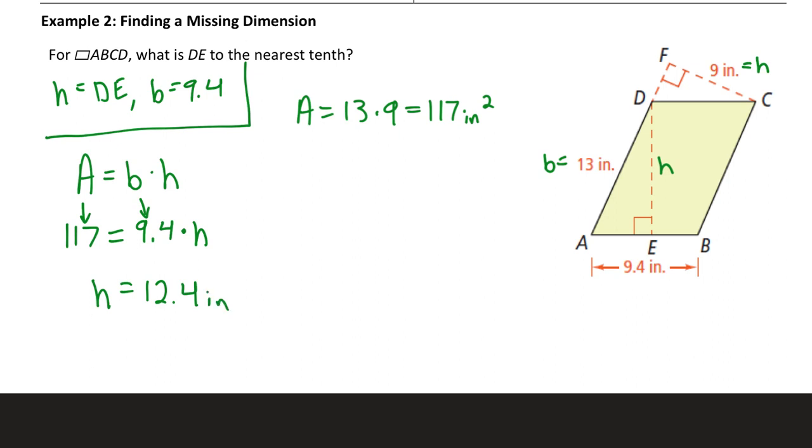And this is not inches squared because this is a height. This is a measurement, a one-dimensional measurement. So that's why it's just 12.4 inches, not 12.4 inches squared. It's just a one-dimensional length, not an area. So using the formula is helpful there.